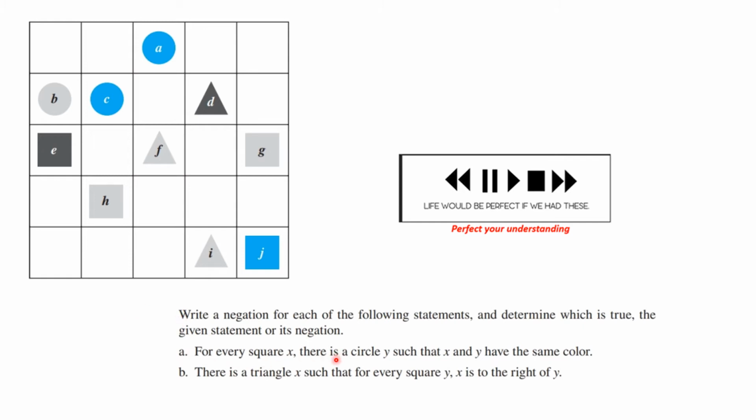For every square x, there's a circle y such that x and y have the same color. And the second one is there's a triangle x such that for every square y, x is to the right of y. You know what to do. Let's see how you did.